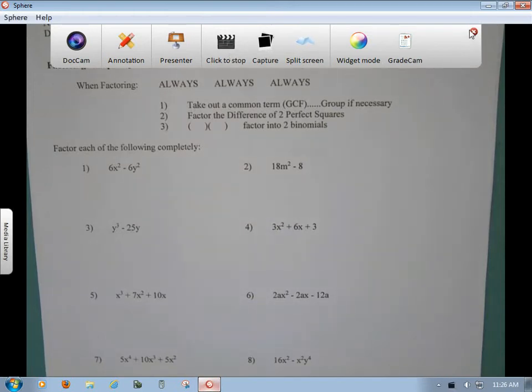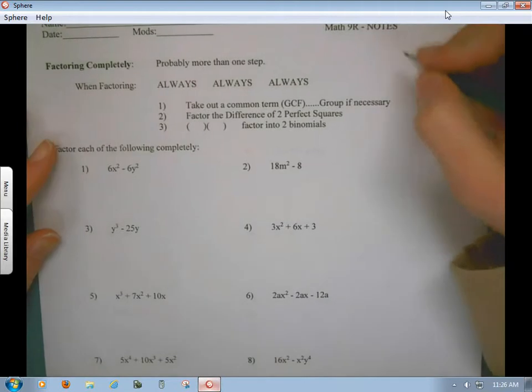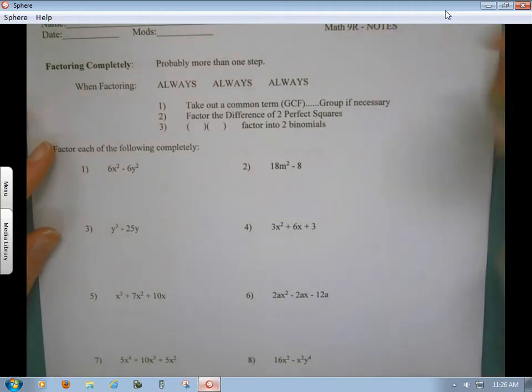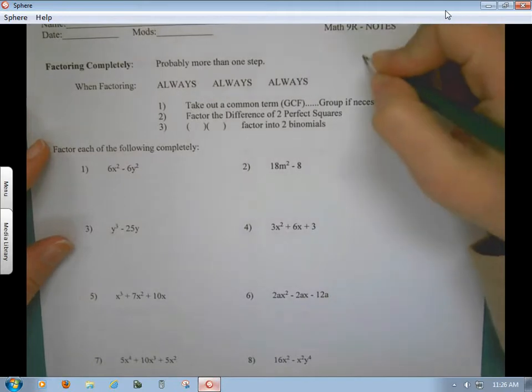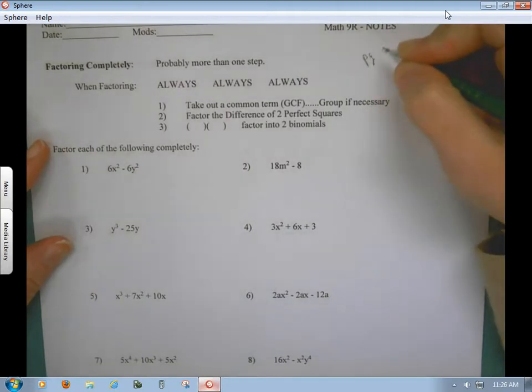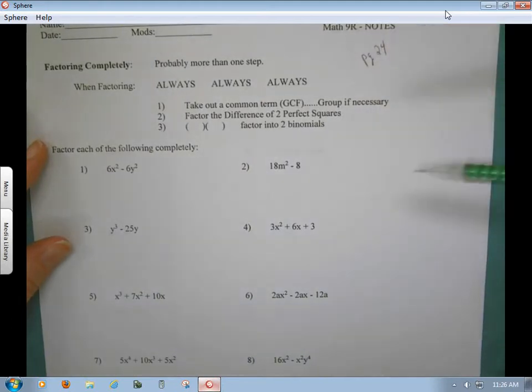I am on page 24 of your polynomial packet. This is our last new topic that we have to do for this unit. Your unit test will be on Friday, right before break. So I am on page 24 of your notes. Factor completely. So we kind of put everything together today.